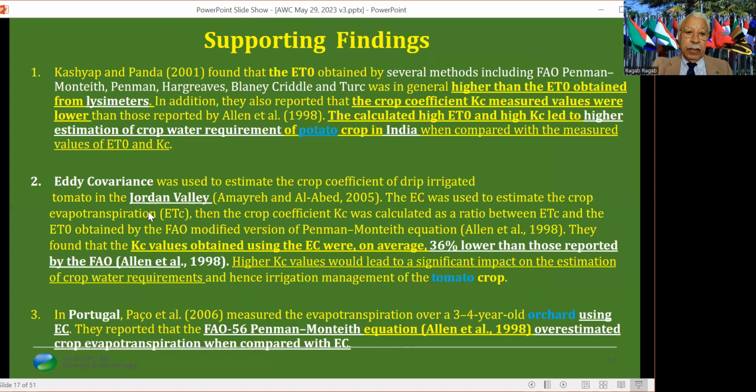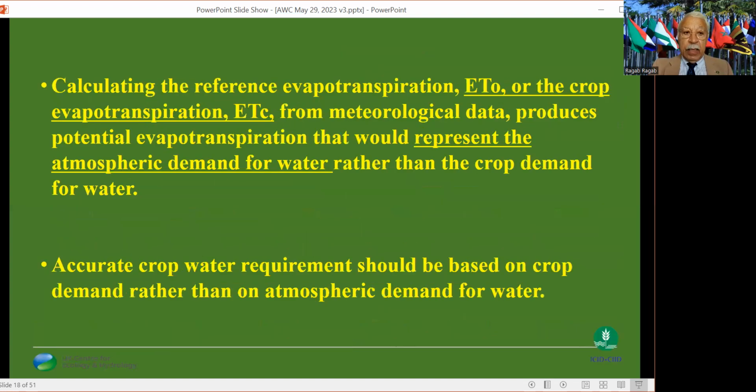And also in Jordan Valley, using the eddy covariance on tomato, they found that the eddy covariance measurements gave 36% lower values than the FAO equation. Also in Portugal, over orchards, using the eddy covariance, they found there is an overestimation of the equation compared to what they measured in the field.